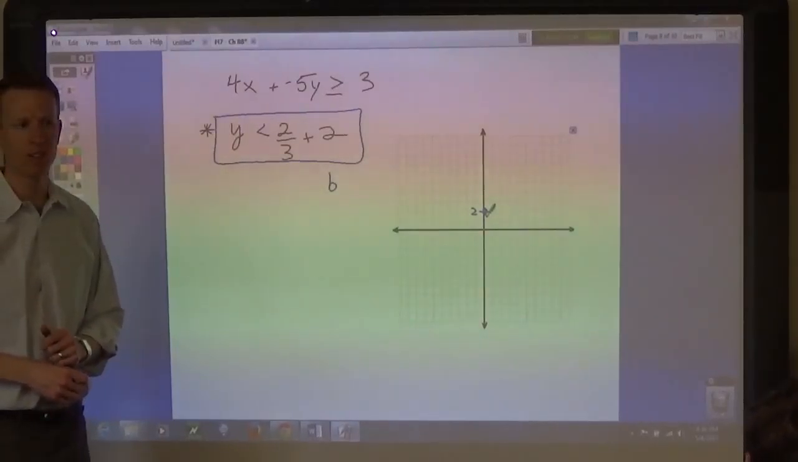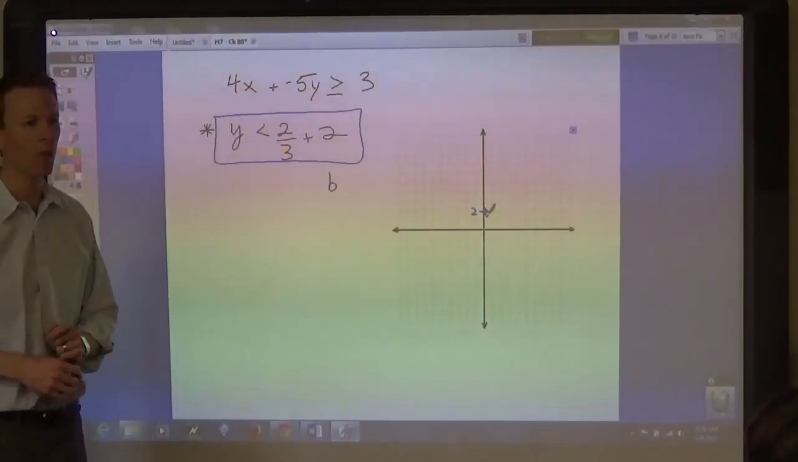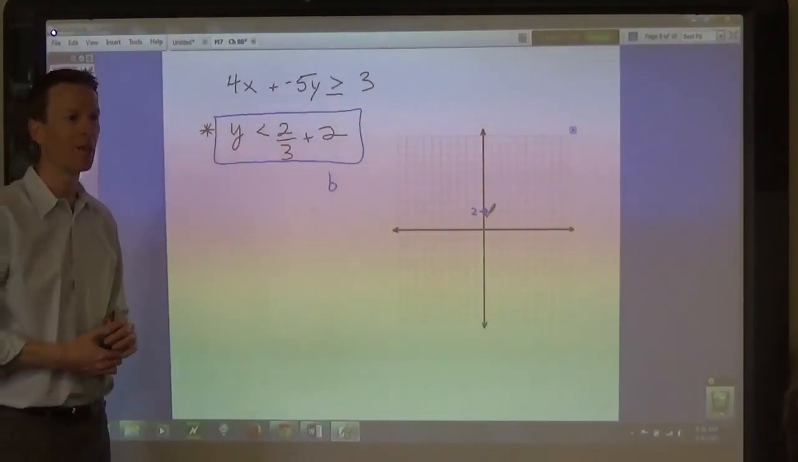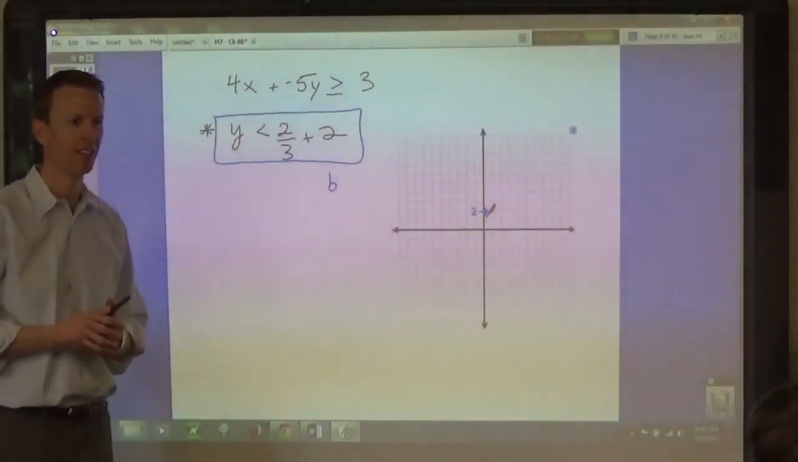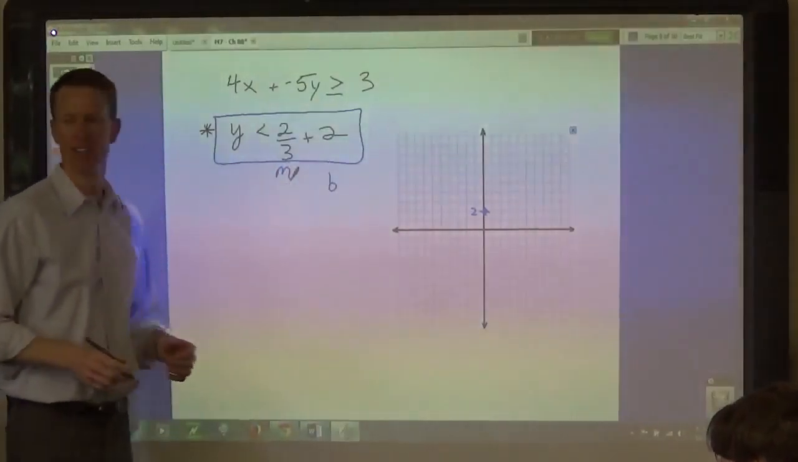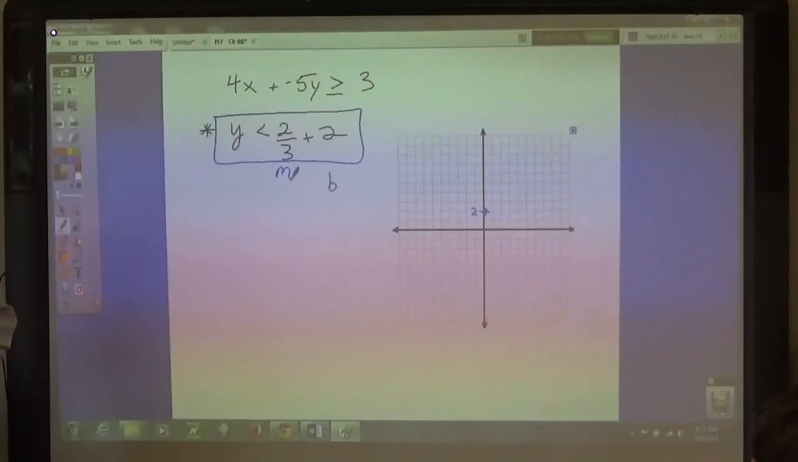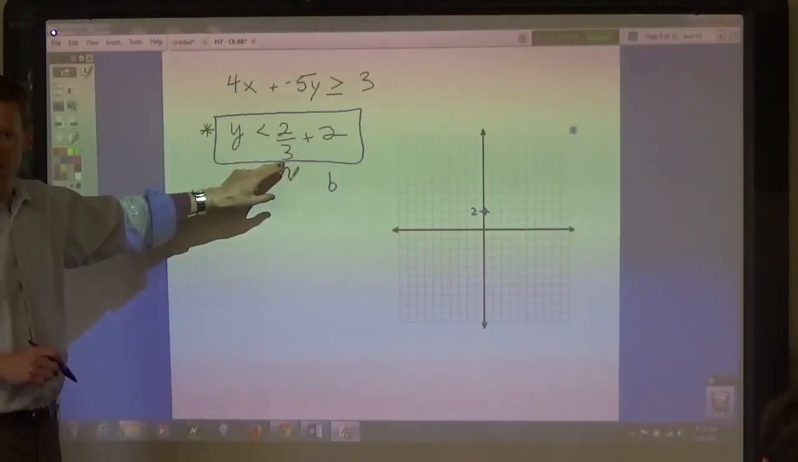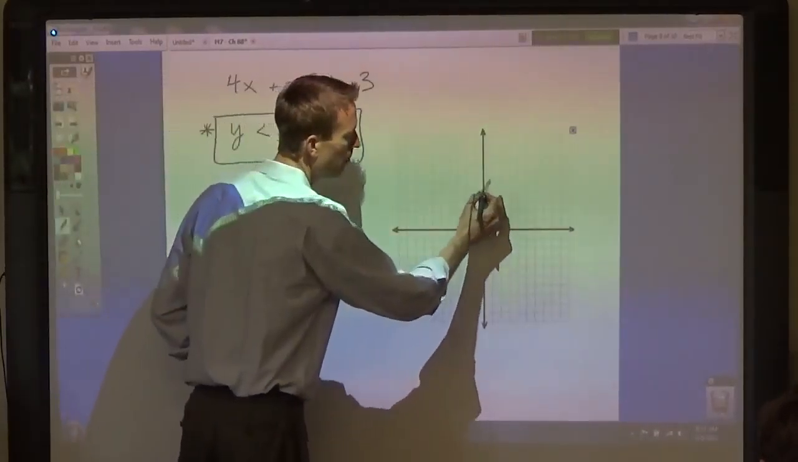Good. What do we do? Dylan? Up 2 and to the right 3. Why? Which, where in the problem? The fraction. What's that fraction called, Keyshawn? What is that part of the equation called? The slope, right. And it tells you to go up 2 because it's positive 2, and right 3 because it's a positive slope. Up 2 and right 3.